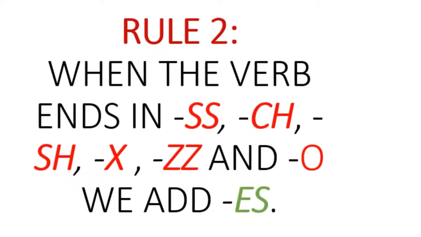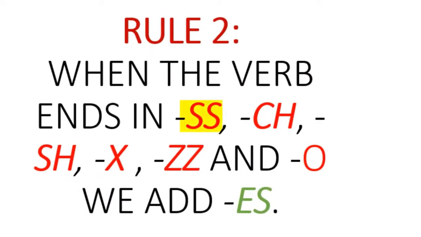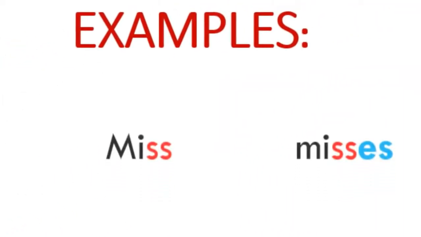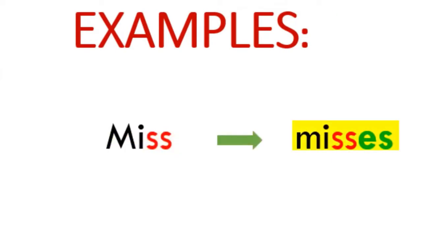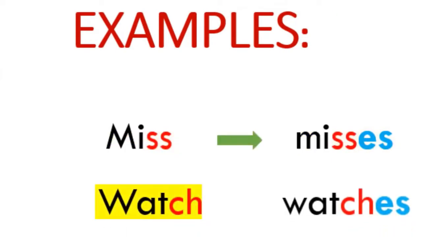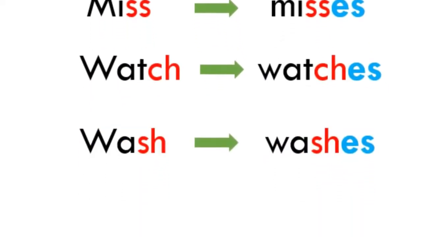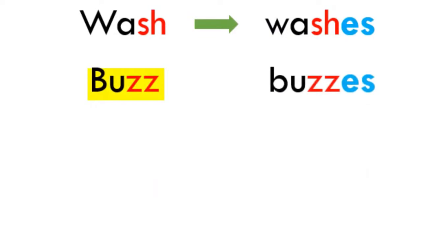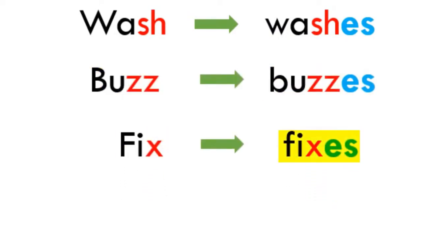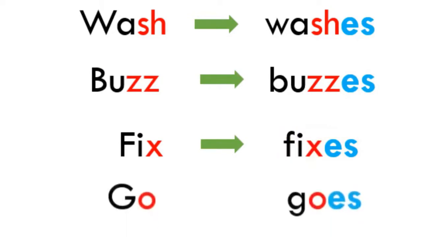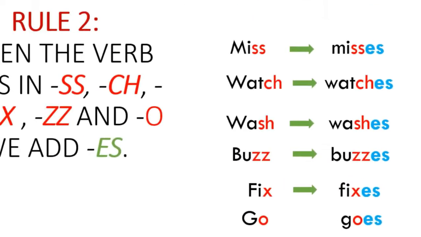Rule number 2. When the verb ends in double S, CH, SH, X, double Z, and O, we add ES. For example, miss, misses. Watch, watches. Wash, washes. Buzz, buzzes. Fix, fixes. Go, goes.